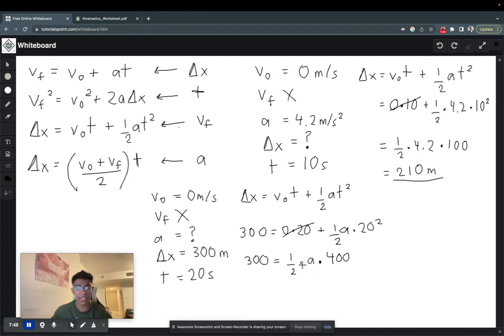So now it's just algebra from here. We just need to solve for acceleration. So we can multiply both sides by 2. We get acceleration times 400 equals 2 times 300, which is 600. And now we just divide both sides by 400. Acceleration equals 600 divided by 400. Zeros cancel out. We get 6 divided by 4, which is 1.5 meters per second squared.